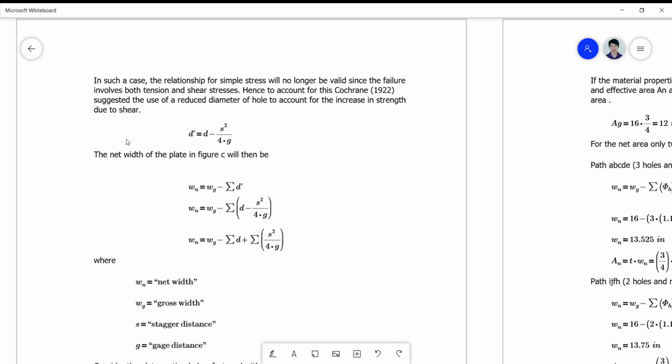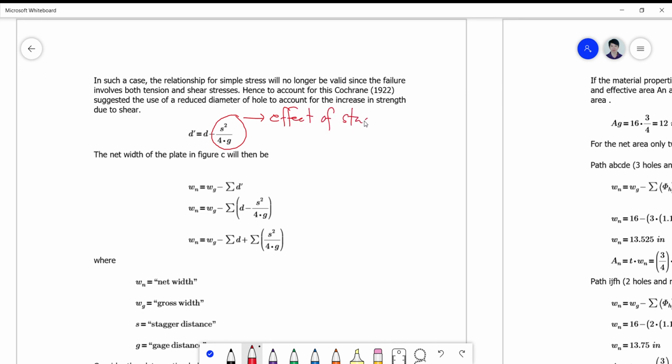Hence, d prime is equal to d minus s squared over 4g, where this particular expression here is actually what you call the effect of the stagger. And the effect of the stagger is beneficial to the connection.